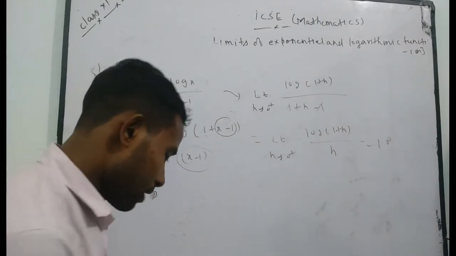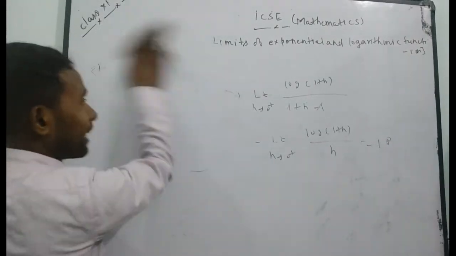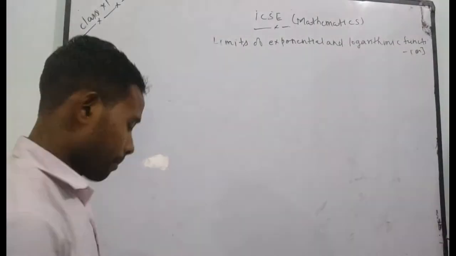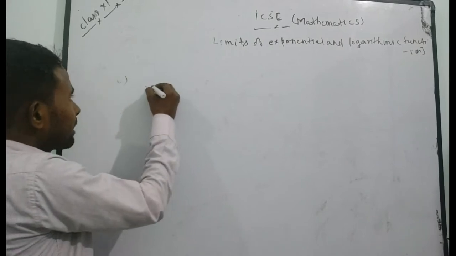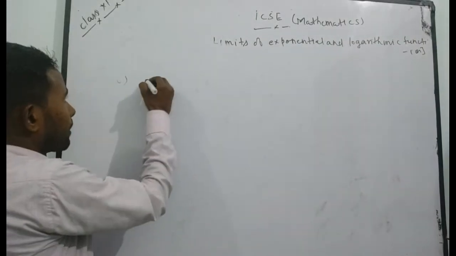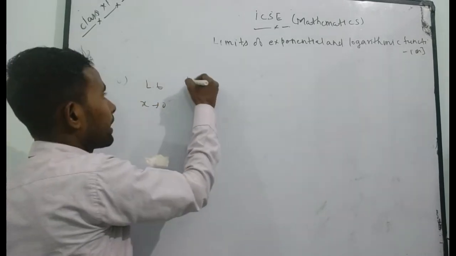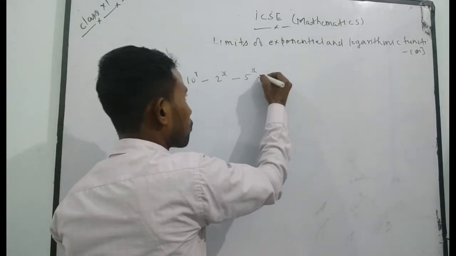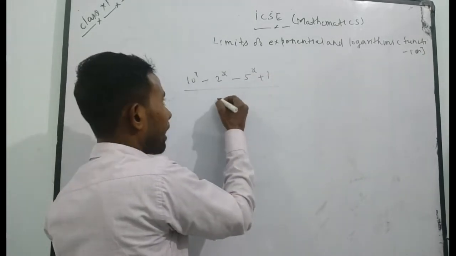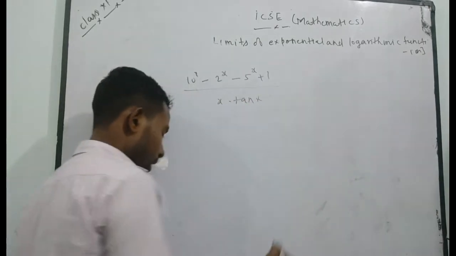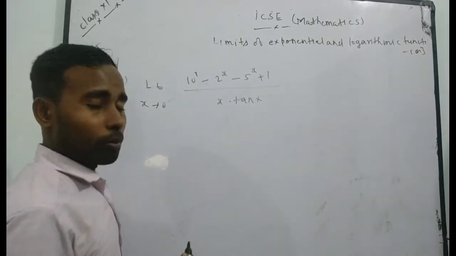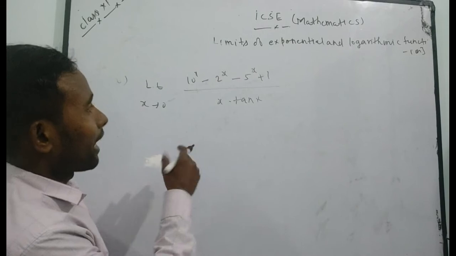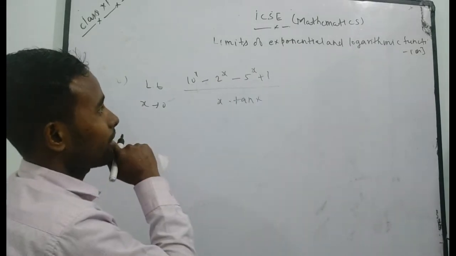Now, I want to take another problem, 6.1. Here it is given limit x tends to 0 of (10 to the power x minus 2 to the power x minus 5 to the power x plus 1) divided by x into 10x. Now there is a question. How can you solve it? I have already told you there is a simple method of adding 1 and minus 1, but here plus 1 is already available. How can you solve it?